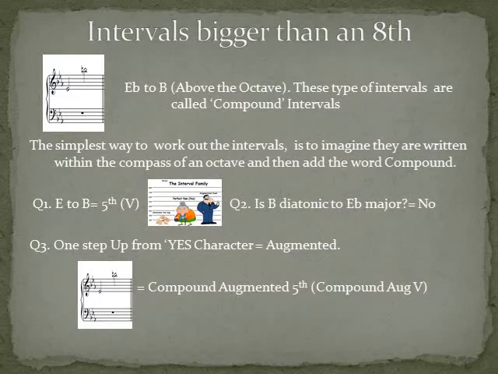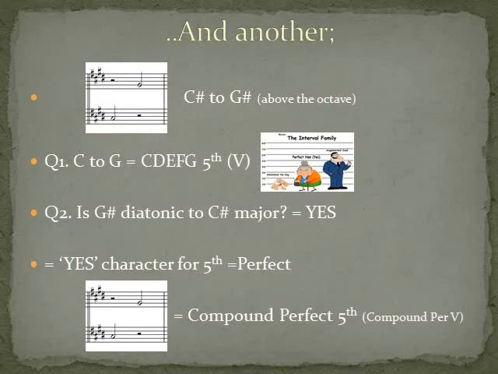And here's another example. C sharp to G sharp above the octave using the bass clef to the treble clef. C to G is a fifth, compound. Availability, diminished, perfect, or augmented. Is G sharp one of the notes in the scale of C sharp major, i.e. is it diatonic? Yes. Therefore it's the yes character. It's a perfect fifth. As it's outside the perimeter of an octave or an eighth, it becomes a compound perfect fifth.